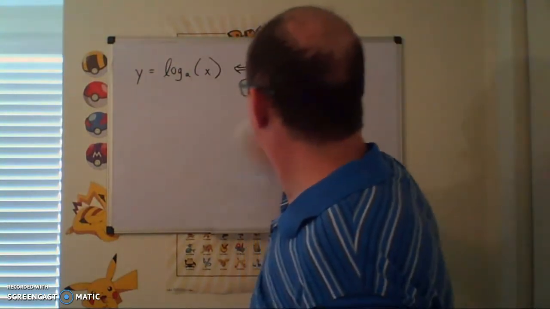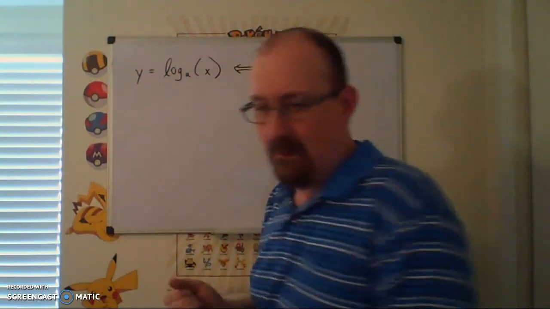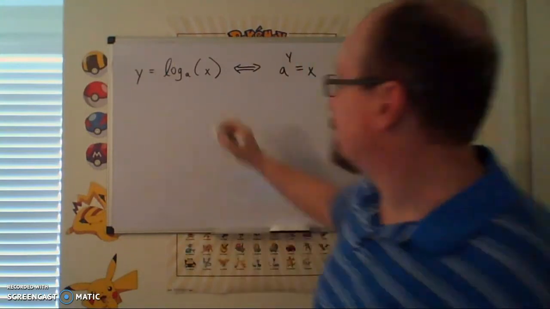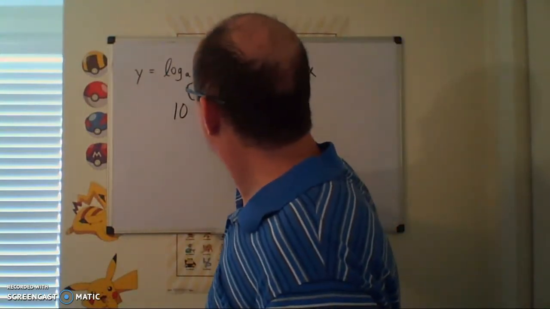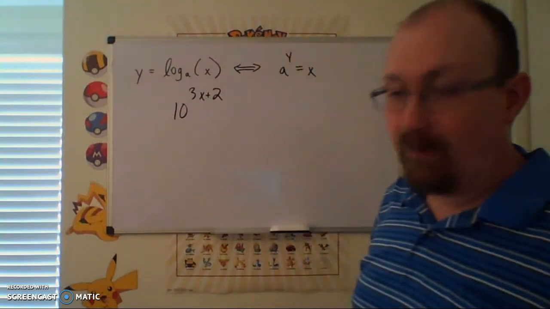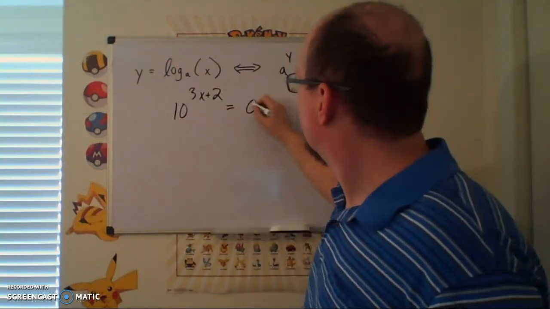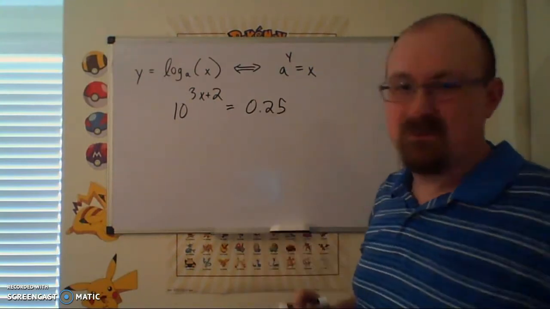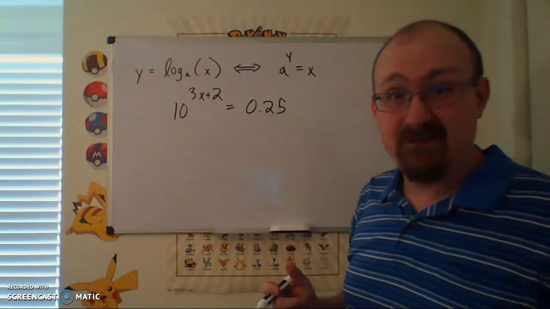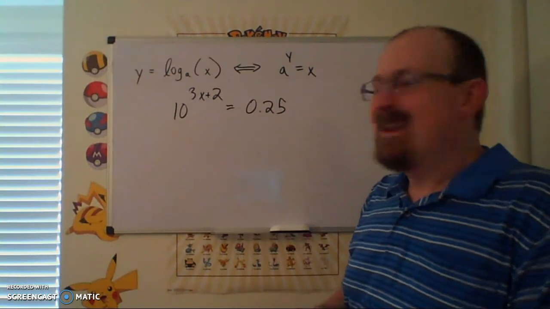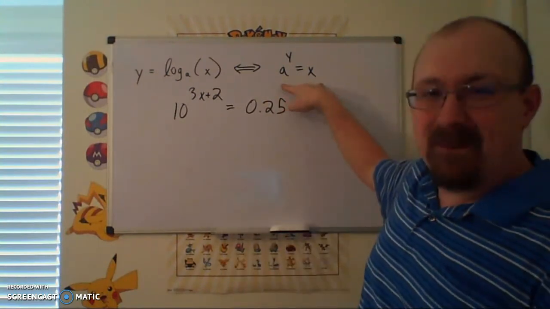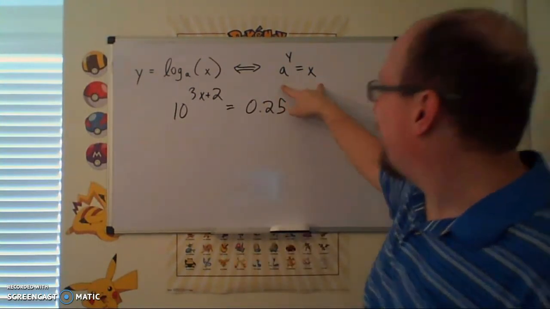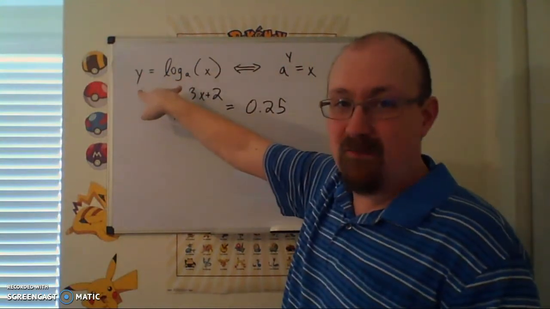So I got one last example I want to take a look at. It's actually coming from the other direction. So we have 10 to the 3x plus 2 equals 0.25. You could write that as 1/4 if you prefer, but I'm just going with a decimal in this instance. So now I'm actually starting with something over here, and what I'm going to be able to do is translate it back into a logarithmic expression.